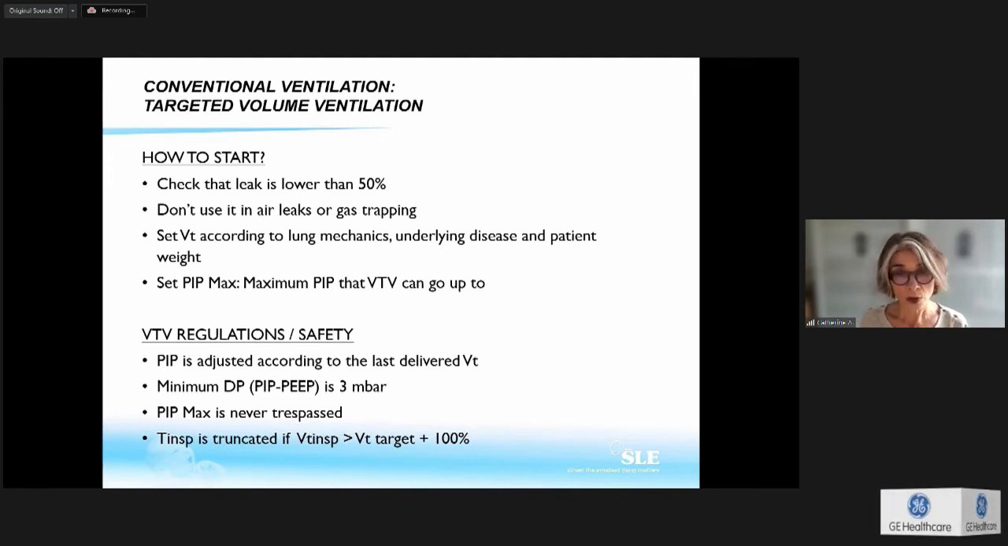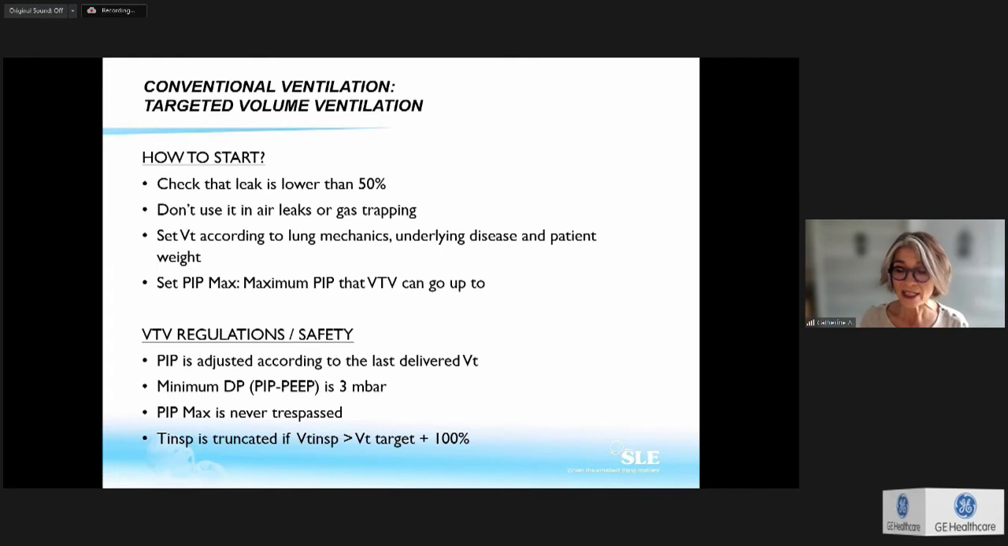So what we will do, the ventilator will always look at the last tidal volume, which is the exhaled tidal volume, and then we adjust the PIP to get whatever you want. But you have different regulations. One of the regulations is that the ventilator will increase or decrease your PIP regarding how far it is from the target. The second thing that you might see sometimes is that your tidal volume is too big.